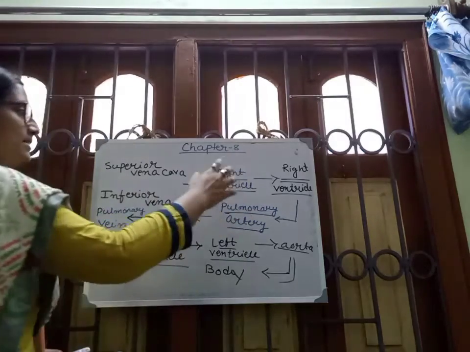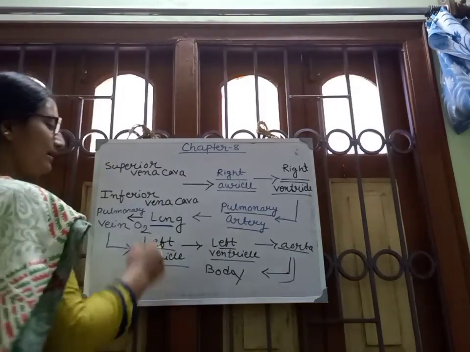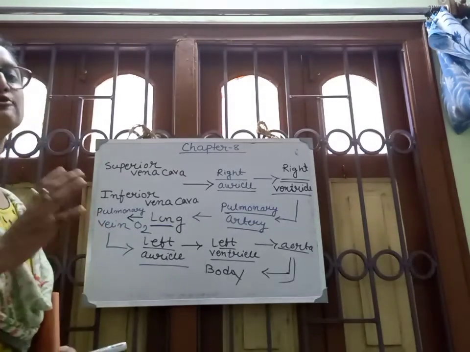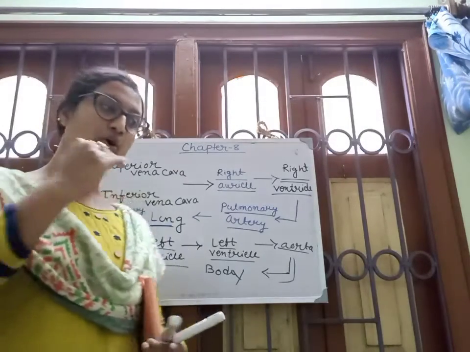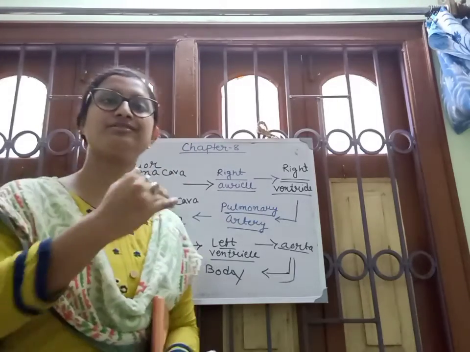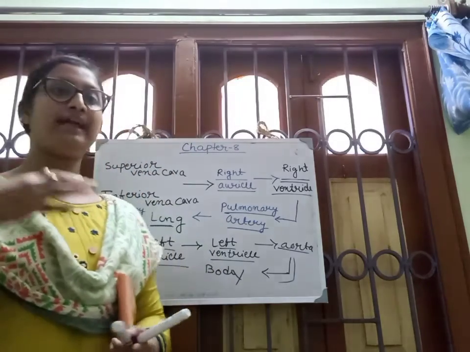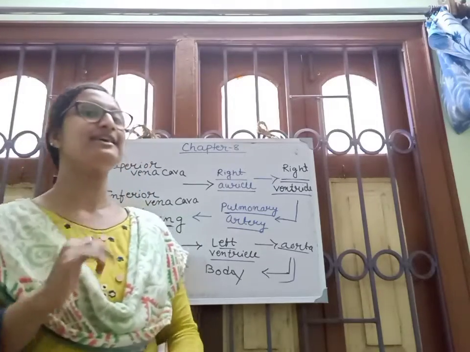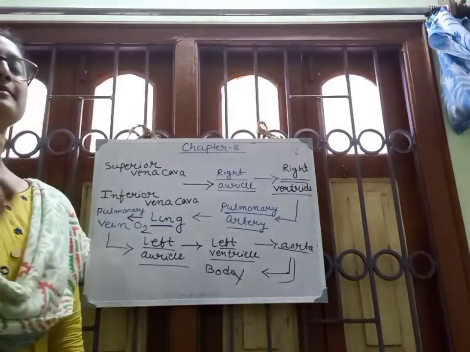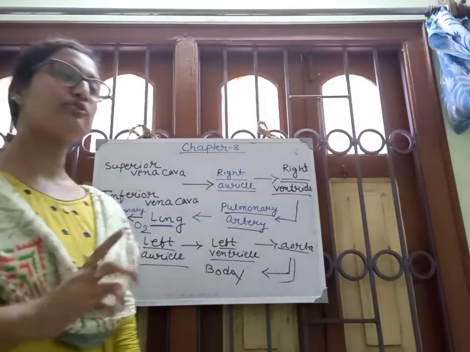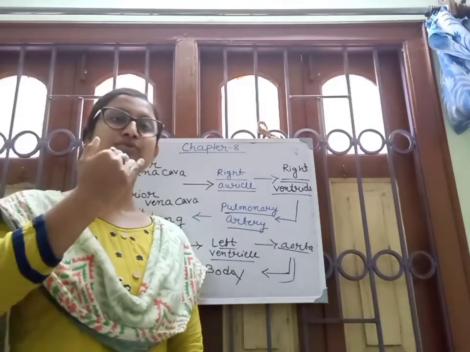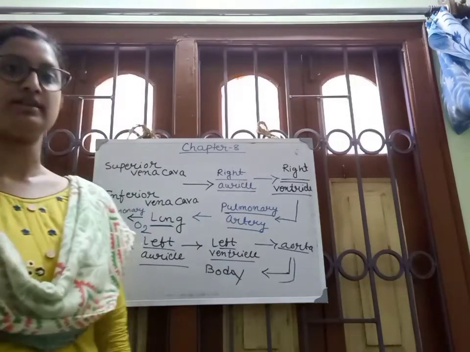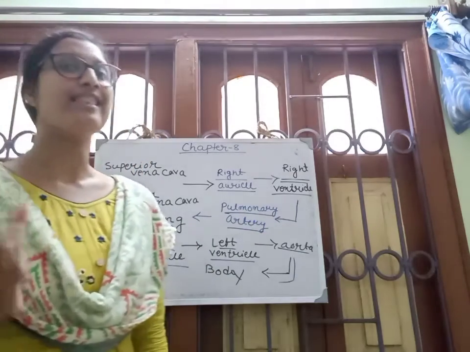And this portion, from the right ventricle to the pulmonary artery, then the lungs, then the pulmonary vein to the left auricle, is called the pulmonary circulation. Only heart to the lungs is the pulmonary circulation. Throughout the body to the heart and heart throughout the body except the lungs is the systemic circulation. Pulmonary circulation is only from the heart to the lungs and from the lungs to the heart. The term pulmonary is related to the lungs.